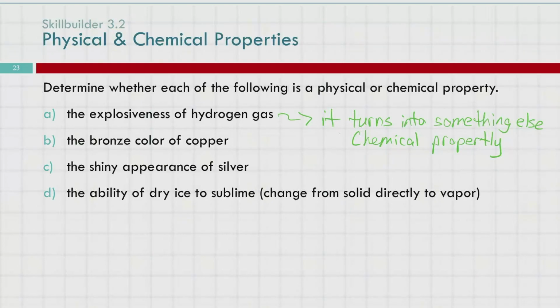The bronzy color of copper, that brown color that you see on copper pipes, copper wiring, is that a chemical property? Does it change when you observe that? Or is it a physical property? Does it not change? It's a physical property. It's still the same color after you observed it. It's still copper. What about the shiny appearance of silver? That one's also a physical property.